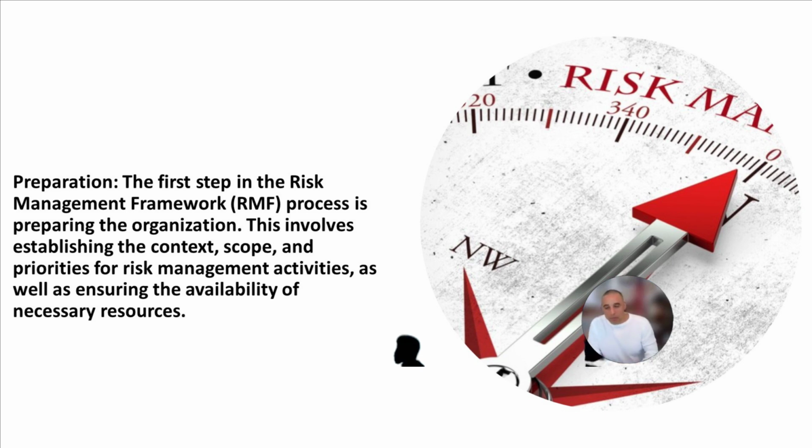In the Risk Management Framework, RMF process, the first step is preparing the organization. This involves establishing the context, scope, and priorities for risk management activities and ensuring the availability of necessary resources. There are key tasks in this step that need to be covered. Developing a comprehensive risk management strategy that outlines the organization's risk tolerance, risk assessment methodology, and risk mitigation approaches. Establishing a solid governance framework that clearly defines roles and responsibilities for risk management activities.